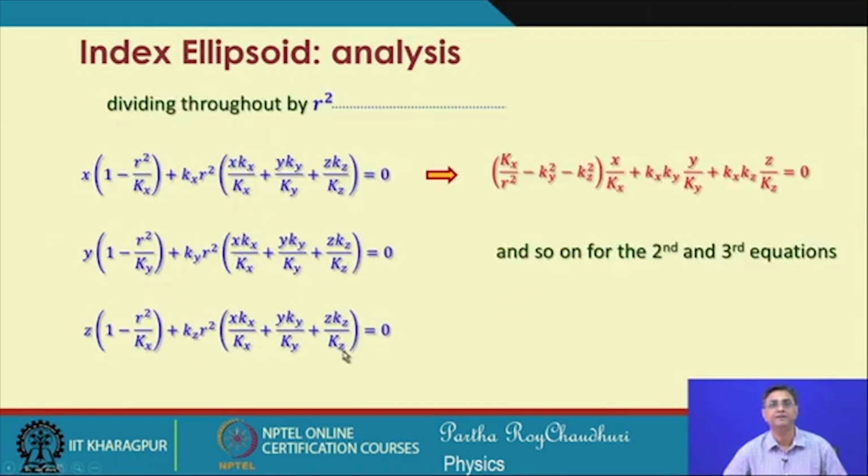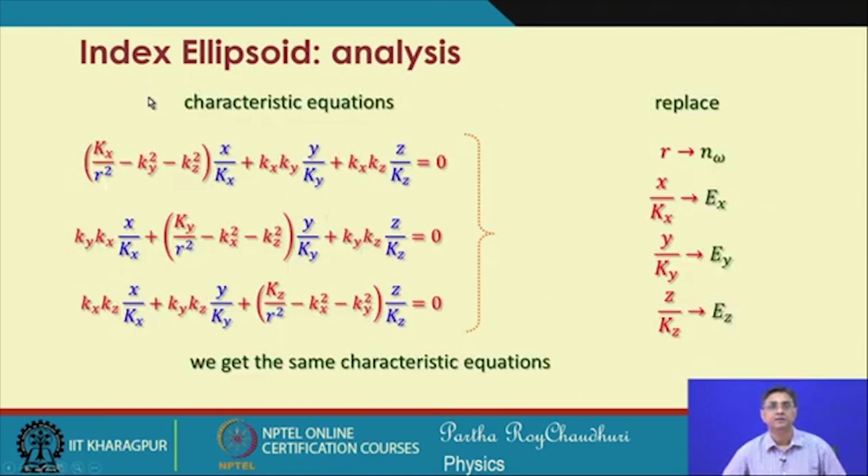Now, if I divide this equation throughout by R square, then we can write this equation in this form. This first equation, when you divide by R square, you will get k x by R square, k y square, k z square, and so on for the second and third. So, you will again get a set of 3 equations where the R square now appears in the denominator. So, remember that this equation is again the same equation which we calculated from the eigenvalue matrix equation, starting from the Maxwell's equation.